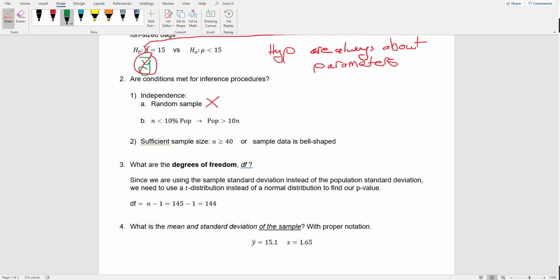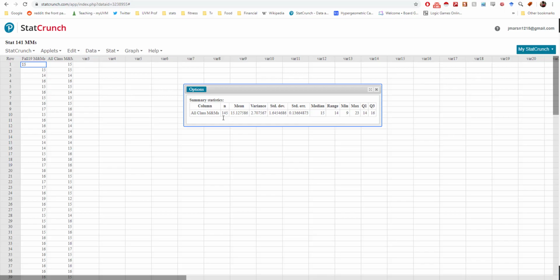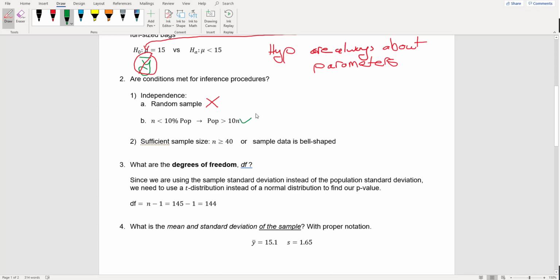Our sample size is 145. And what we need to make sure is our sample size isn't too big, that n is less than 10% of the overall population. I don't know how many fun-sized bags of M&Ms have ever been made. I can probably assume that it's more than 10 times my sample. 10 times 145 gives you 1,450. Probably more than 1,450 fun-sized bags of M&Ms have been made. We can check that condition off.